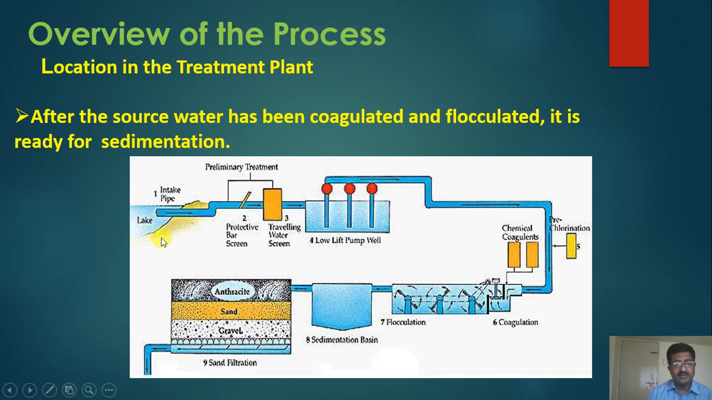Here in the figure you can see water from a water source, after the primary treatment, is carried by the required pumping system to the coagulation and flocculation unit. If possible, pre-chlorination is also carried out, and thereafter comes the sedimentation basin. Remember, after sedimentation the water will be provided to the filtration unit. Today we are discussing this sedimentation unit.